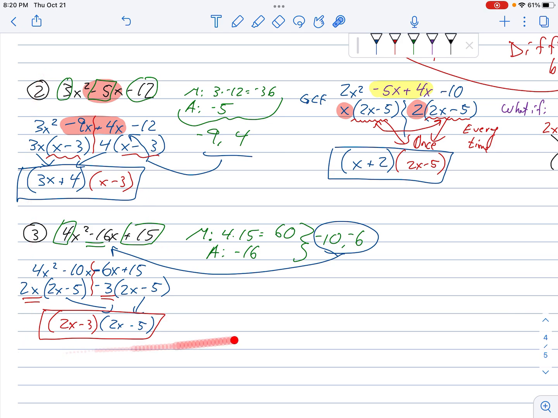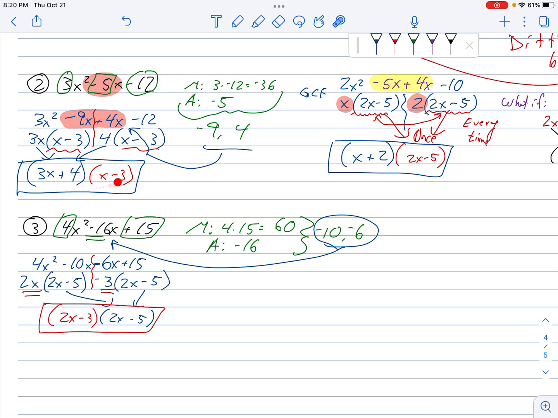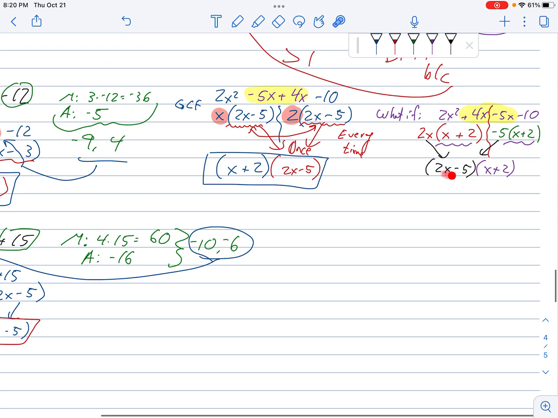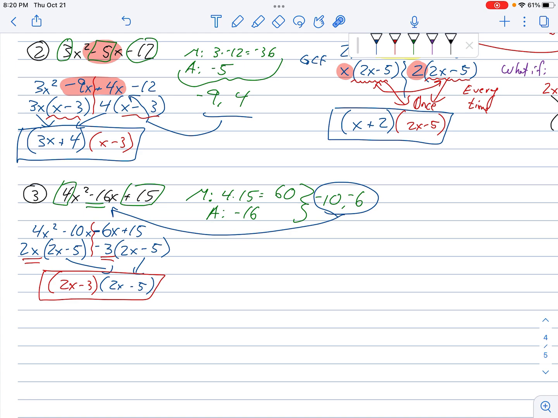Are all 3 of these examples I did, are the answers prime? Are the answers prime? Well, here I have x's that are to the first power. Those are prime. Here I have x's to the first power. Those are prime. I did it the other way. X's are still prime. It's the same answer. X's are to the first power. So all my answers are prime polynomials.